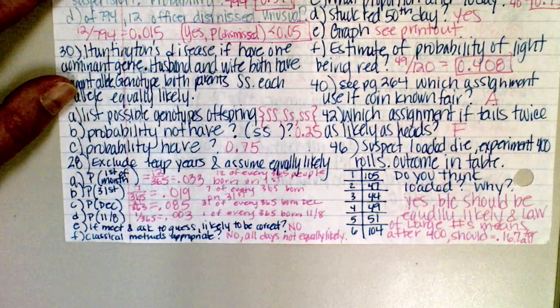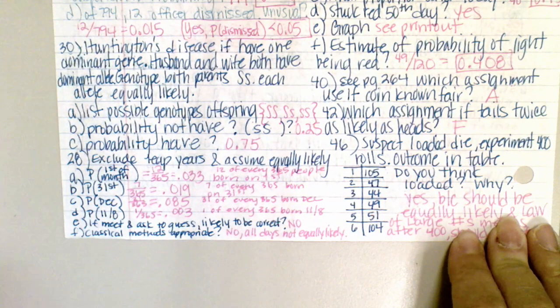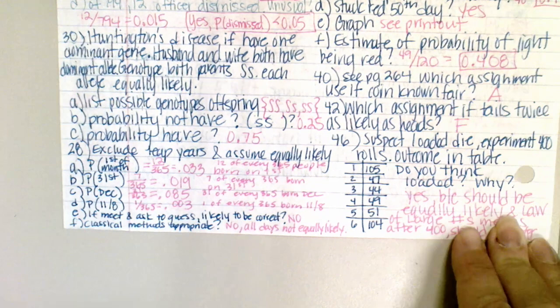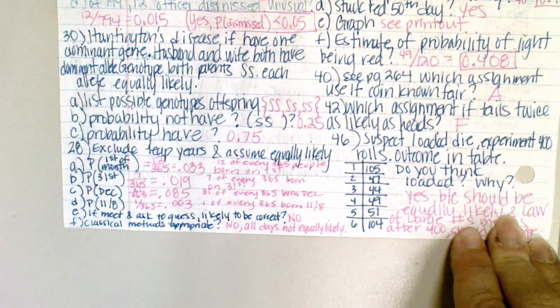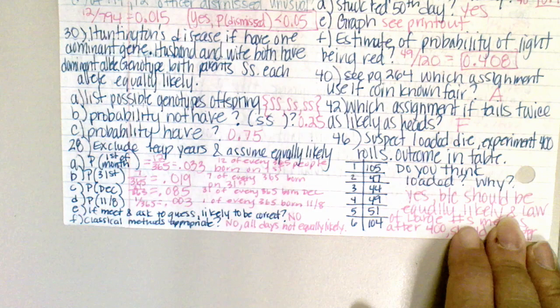All right, so 28 was asking about various days of the year, and it told you in the top directions for number 28 to assume each birthday is equally likely, and that we're excluding leap years.